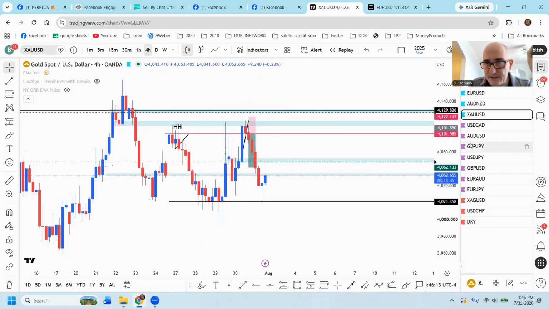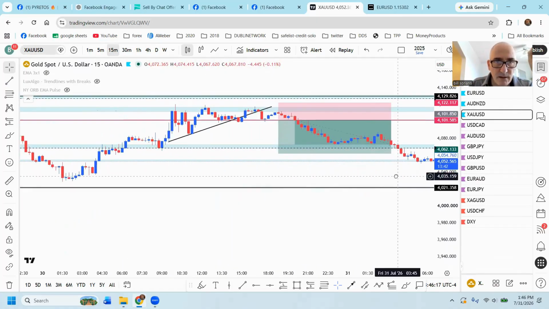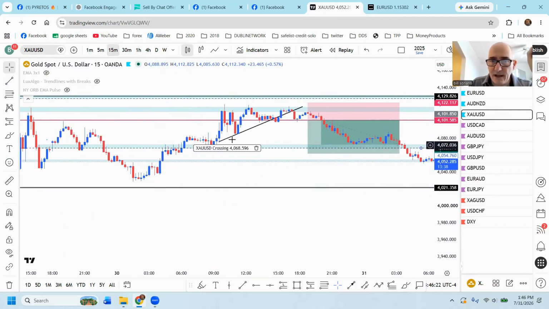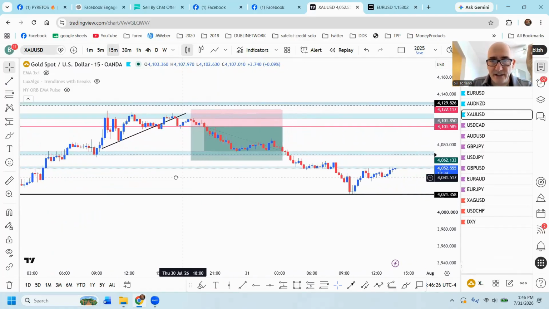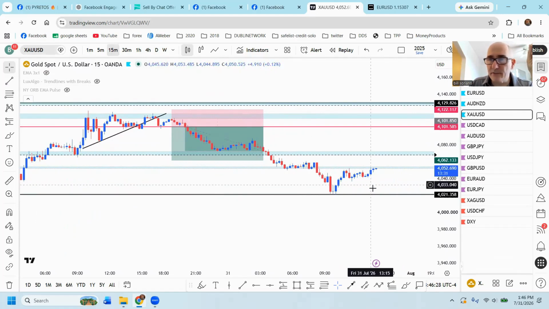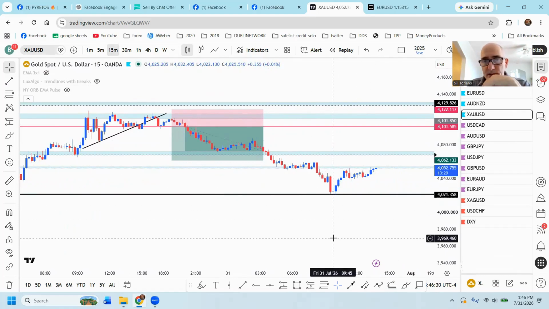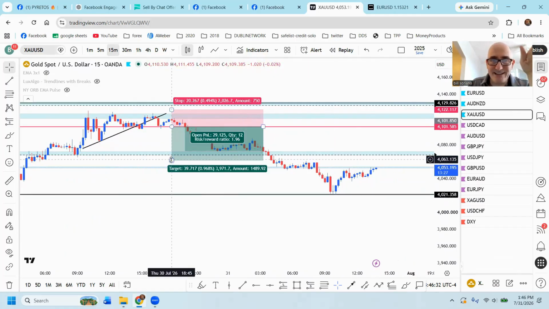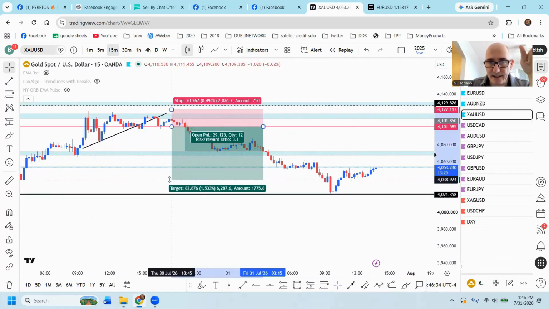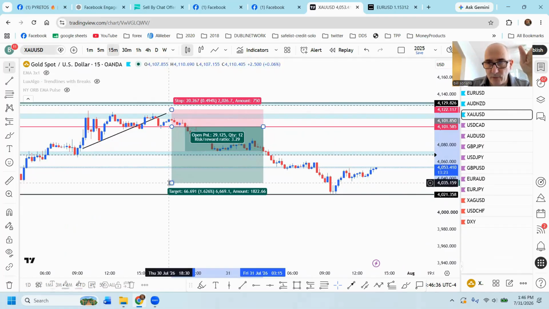So if you look on the 15-minute time frame, my zone got hit here. I got a trend line break. I confirmed this with the quantum scanner, and look at the move down that gold made. That easily hit my 1 to 2 target, and it kept going all the way to a 1 to 3.